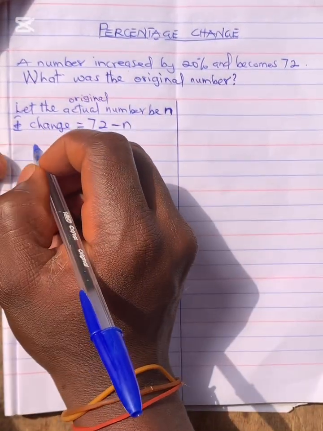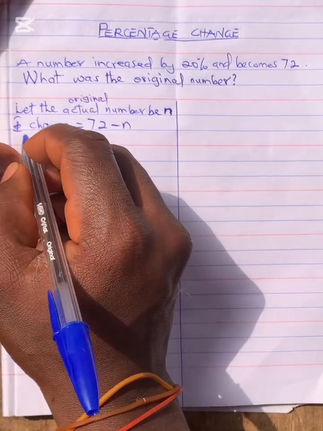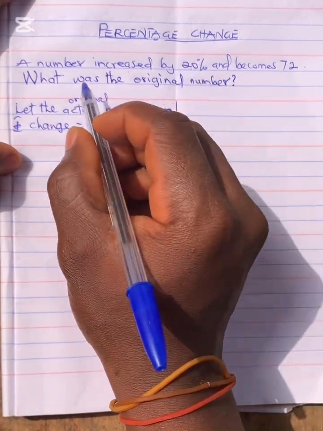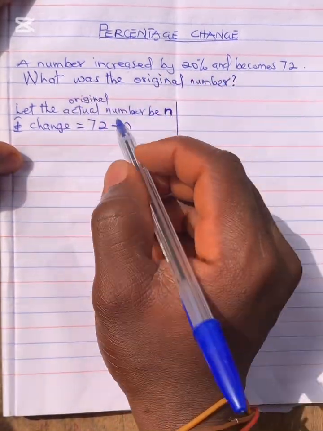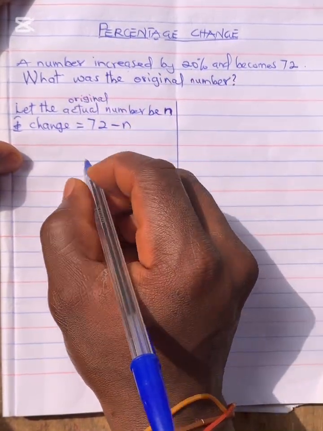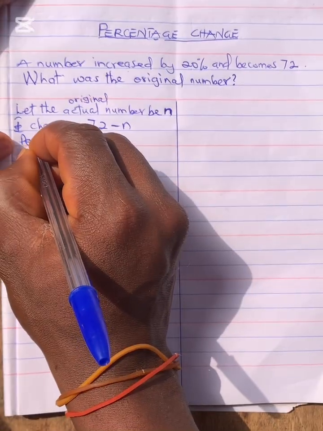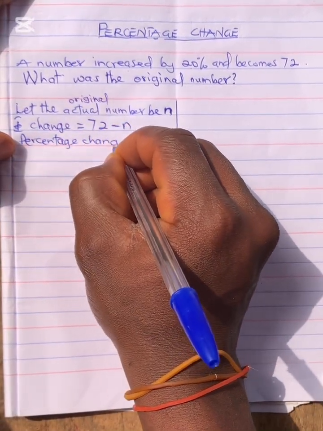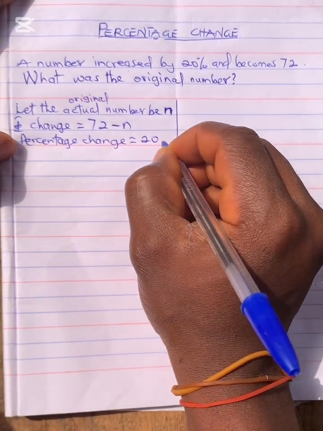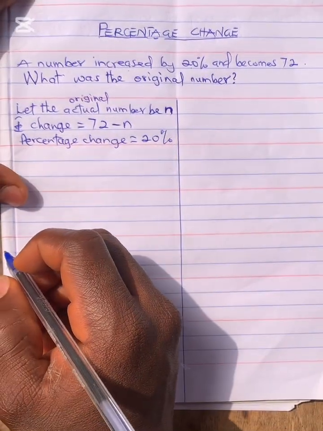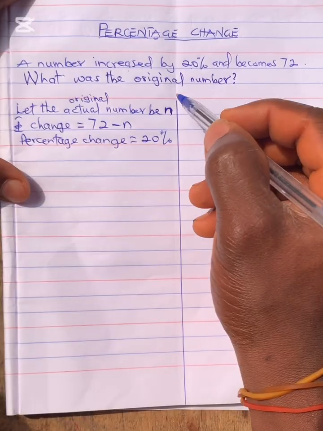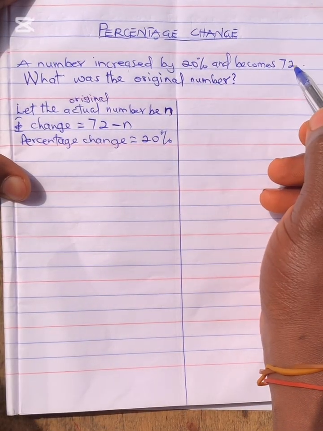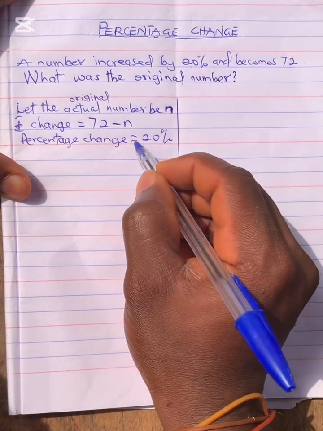Now we have the percentage to which the number changed. So the percentage change equals 20%. So the percentage to which N increased to 72 is 20%.